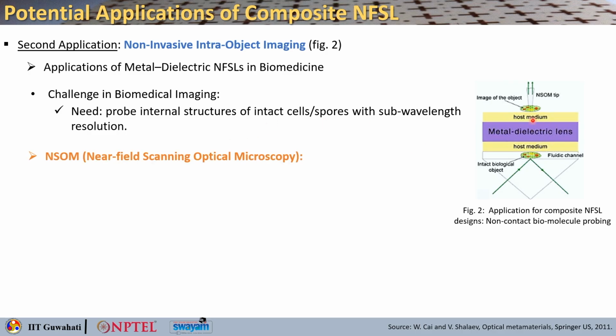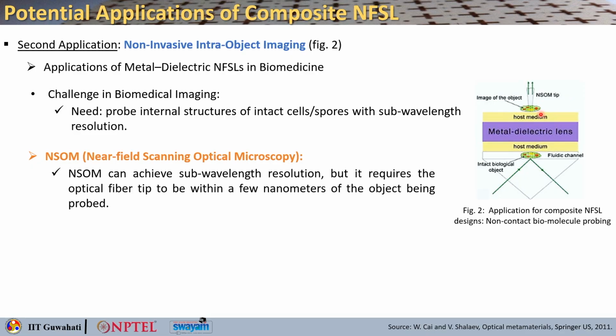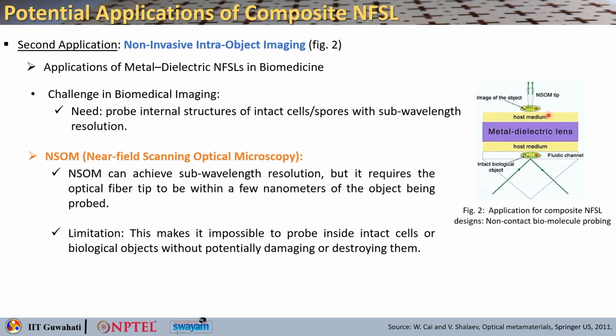Okay. So, normally what you do is NSOM, that is near field scanning optical microscopy. Okay. So, NSOM can achieve sub-wavelength resolution, but it basically requires the fiber optic tip to be within very few nanometers of the object that is getting probed. So, what is the limitation of this approach? This basically makes it impossible to probe inside an intact cell or biological objects without basically damaging or destroying those.